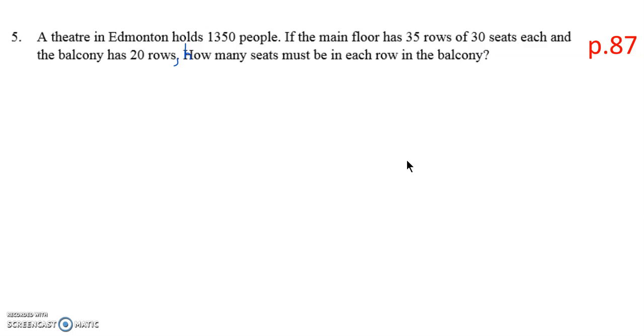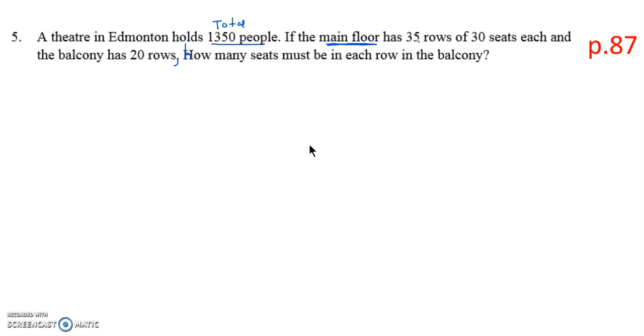So we have to focus on the balcony. So let's take a look at what we do know. We know the total number of people allowed there, and we know everything we need to know about the main floor. Main floor has 35 rows, 30 seats each. The balcony, they only tell us that it has 20 rows, so we're missing the seats.